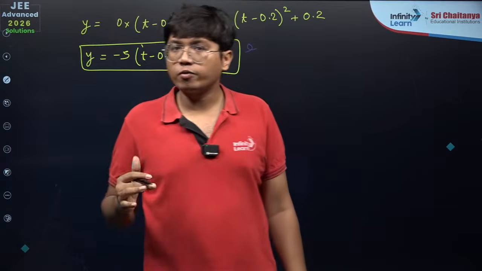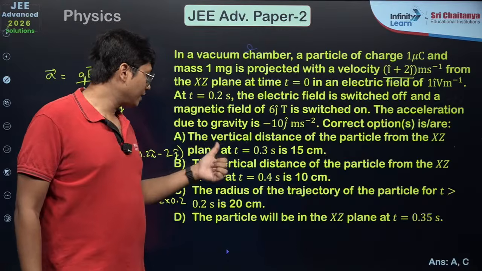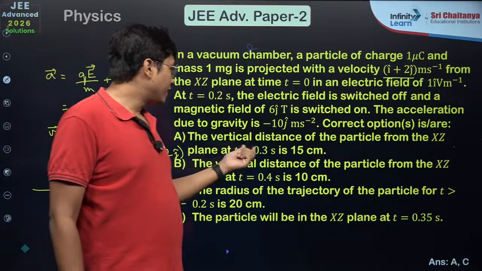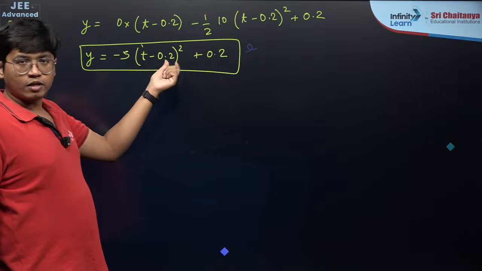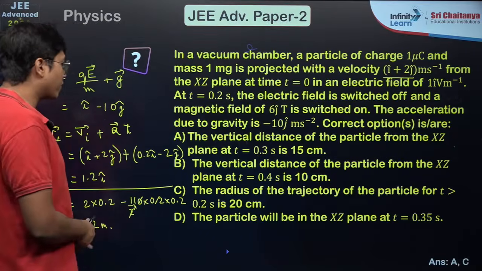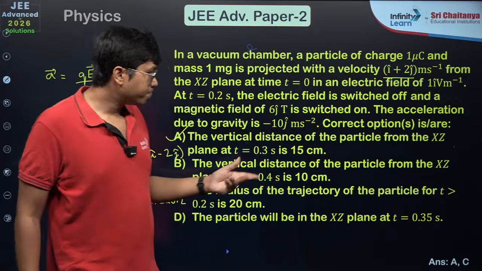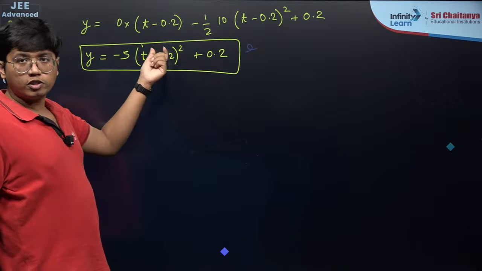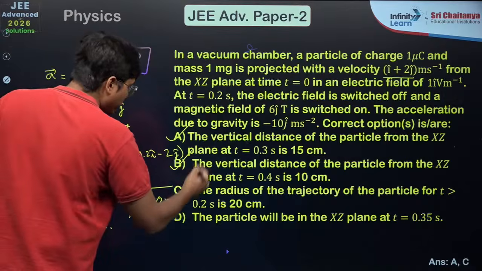Remember, multiple correct, you want to get to the most general equation. After that, it's all about plugging the values in, at least a, b and d. You will get just by plugging values in here. You can plug in t equal to 0.3 seconds. If you put t equal to 0.3, this is 0.1. 0.1 square, you will get 0.05 minus 0.02. Yes, you will get 0.15, 15 centimeter. Option A is correct. If you put 0.4 seconds, so 0.4 minus 0.2 is 0.2 whole square. If you plug it in, you will arrive at 20 centimeter. Option B is also correct.